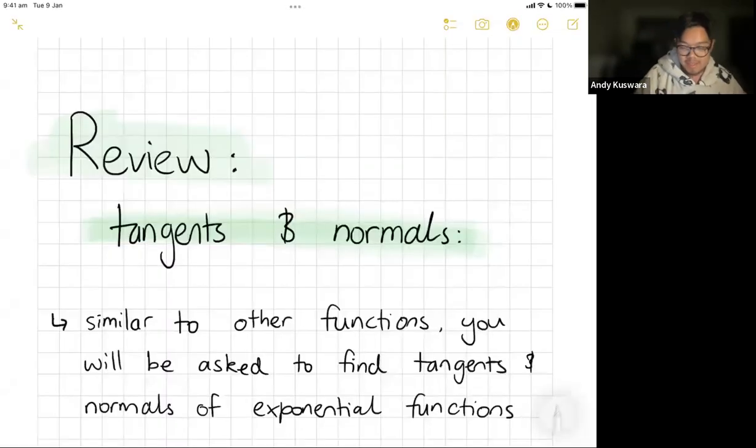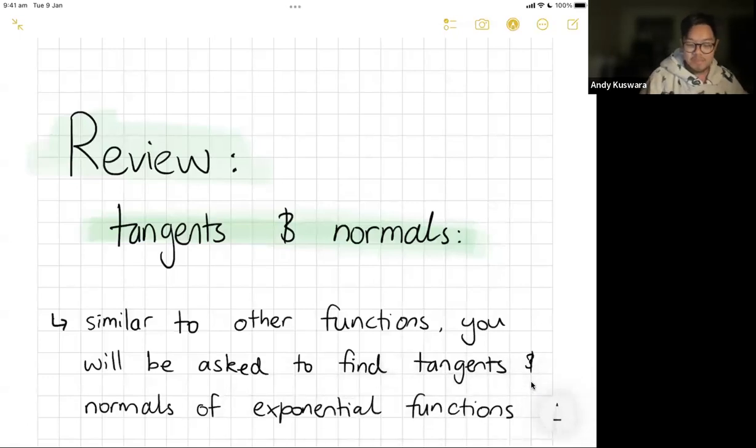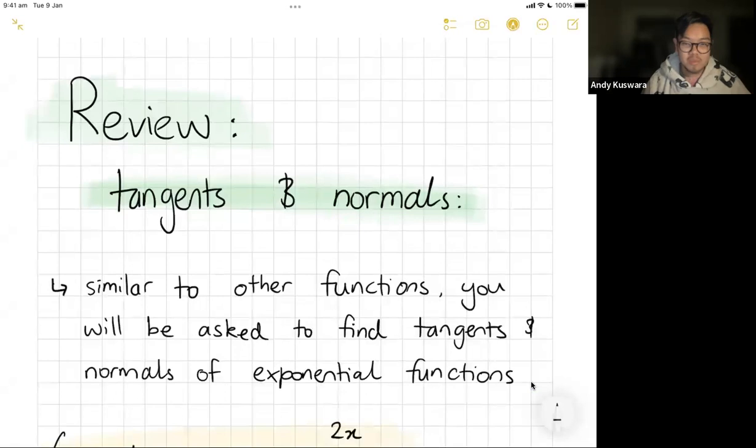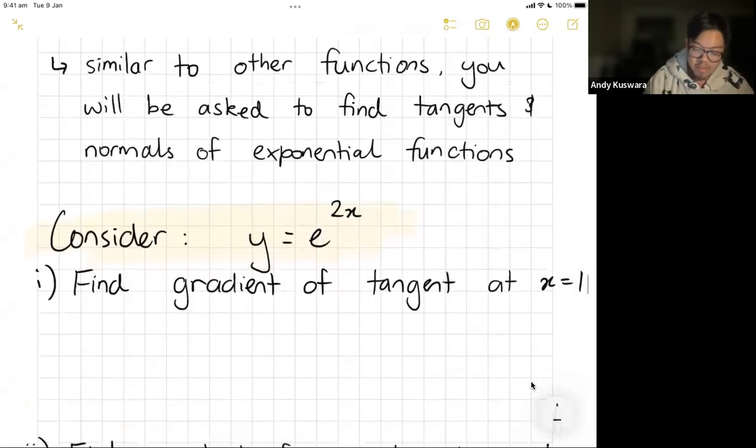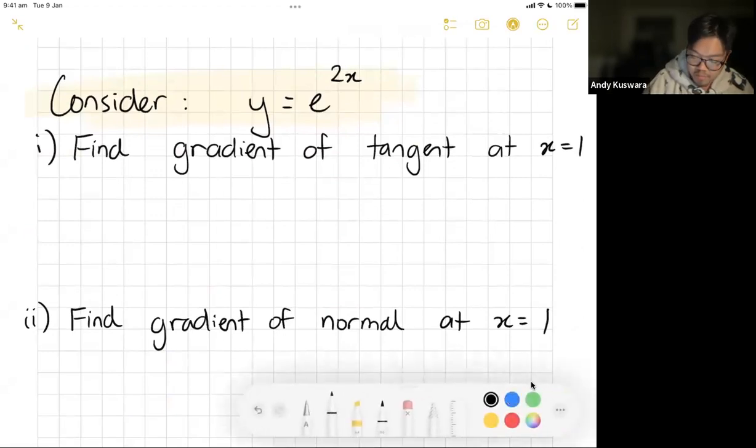All right. So it's a bit of a review, but it's about tangents and normals, including your exponentials. Similar to your other functions, you'll be asked to find tangents and normals of exponential functions. The function that we're going to work with for today is y equals e to the 2x. So let's take a look at this question. Let's take a note here.